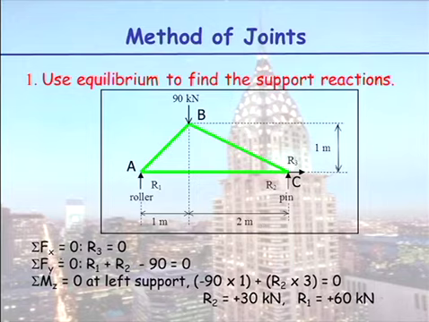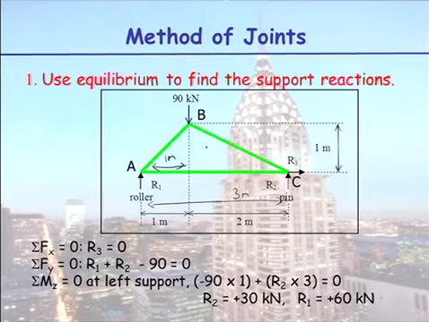So here, we're just using equilibrium to calculate our reactions. Forces in the x direction equals 0. I just have my R3 force, so that equals 0. In the y direction, I have R1 and R2 minus 90 equals 0. And then I need to take moments. Taking moments here at A, well, I have my 90 kilonewtons here times that distance 1 metre. Because it's going clockwise, it's negative. And then I have my second force here, R2. This distance in here is now 3 metres.